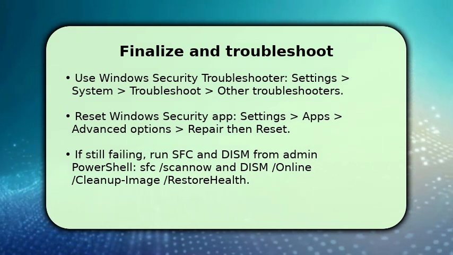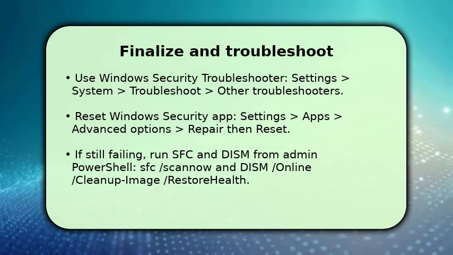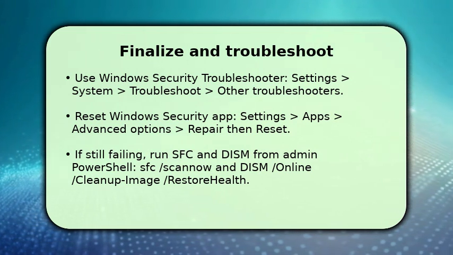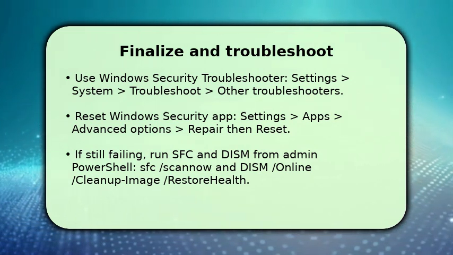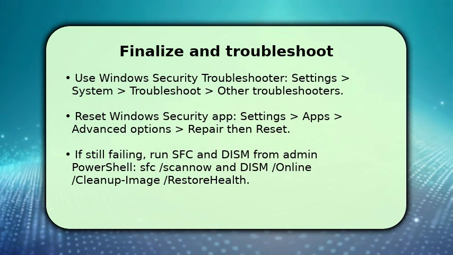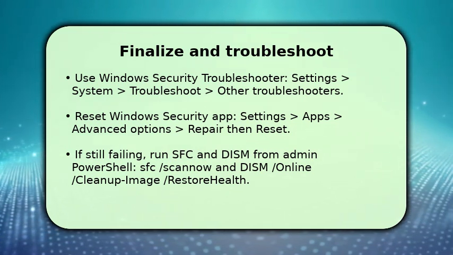If the at-a-glance tile still shows errors, open an elevated PowerShell and run sfc /scannow, then dism /online /cleanup-image /restorehealth to repair system files. If that fails, reboot and repeat the scans once more before seeking deeper logs.